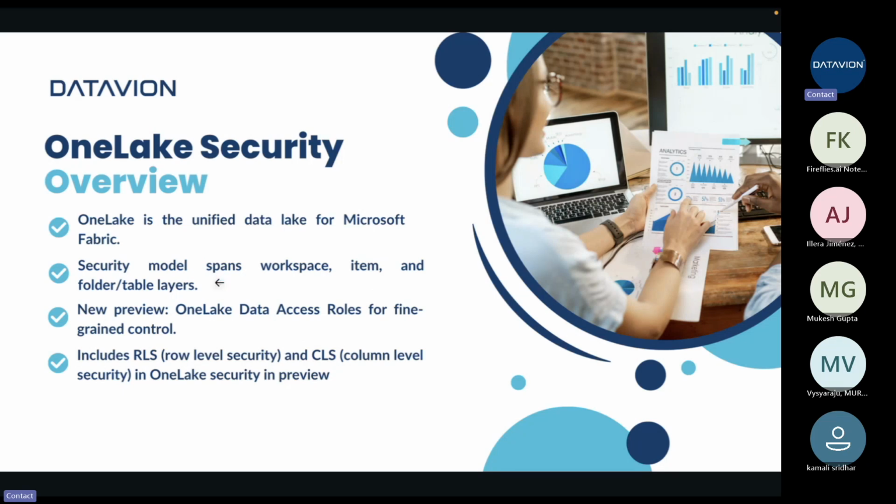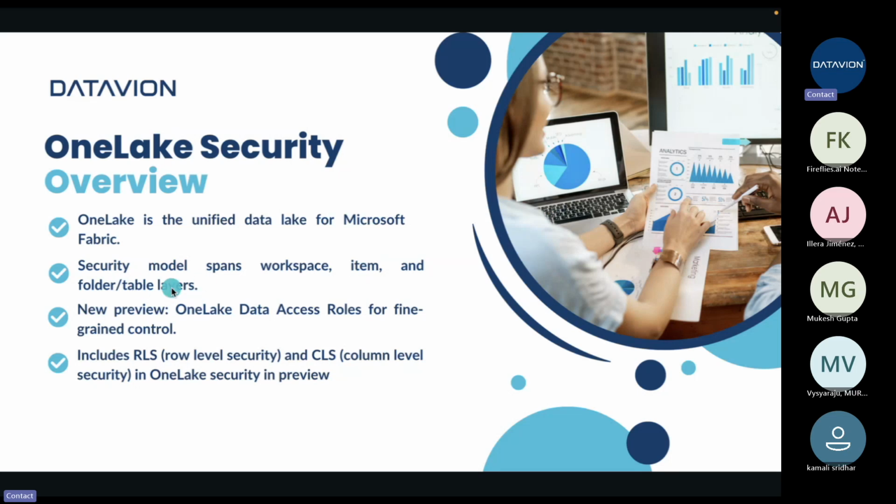When talking about the security model, it spans across different layers. We are going to look at three different layers especially: at the workspace level, then at the item level, and also at the folder and table layers. Okay, so three different layers.